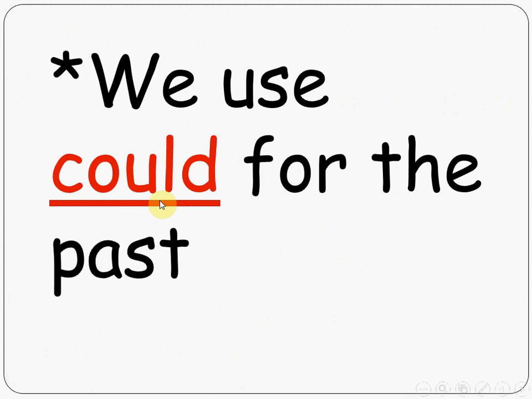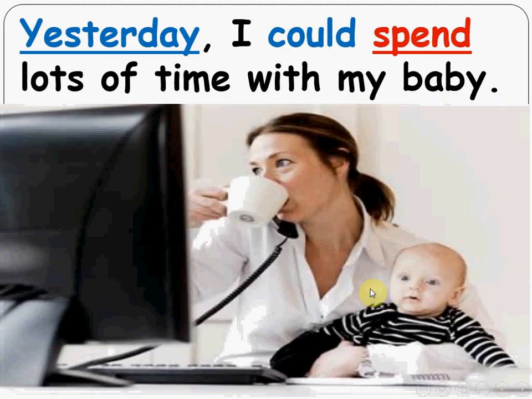Let's move to could. How can we use could? Let's see. Yesterday, I could spend lots of time with my baby. So here, what is the difference between can and could? We said that we use can to talk about abilities, but in the present or in the future. For example, I can swim. The sentence is in the present. But here I said, yesterday I could spend lots of time with my baby. So here, because the sentence is in the past simple, I used the word could.